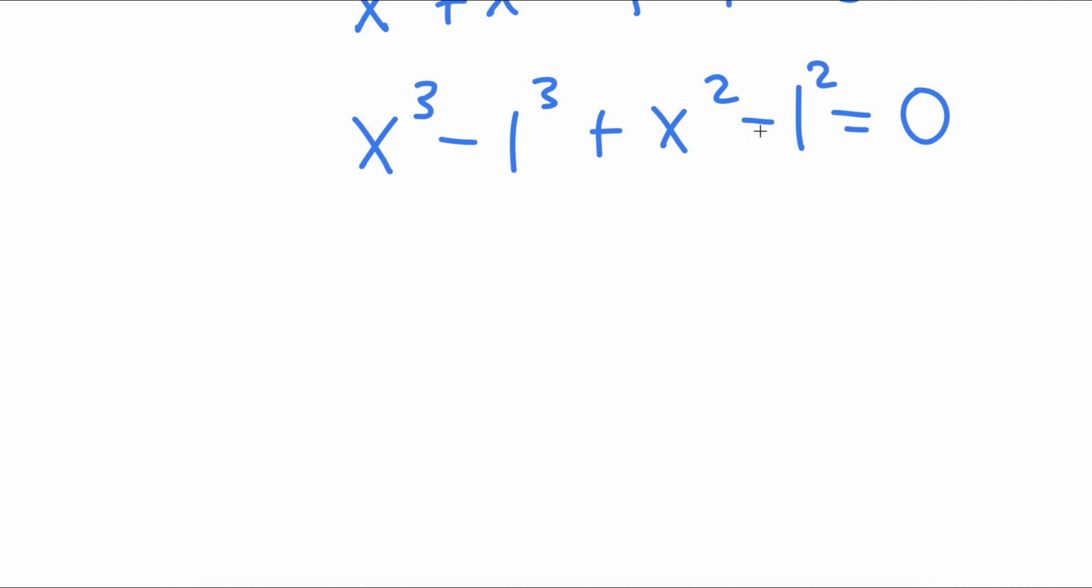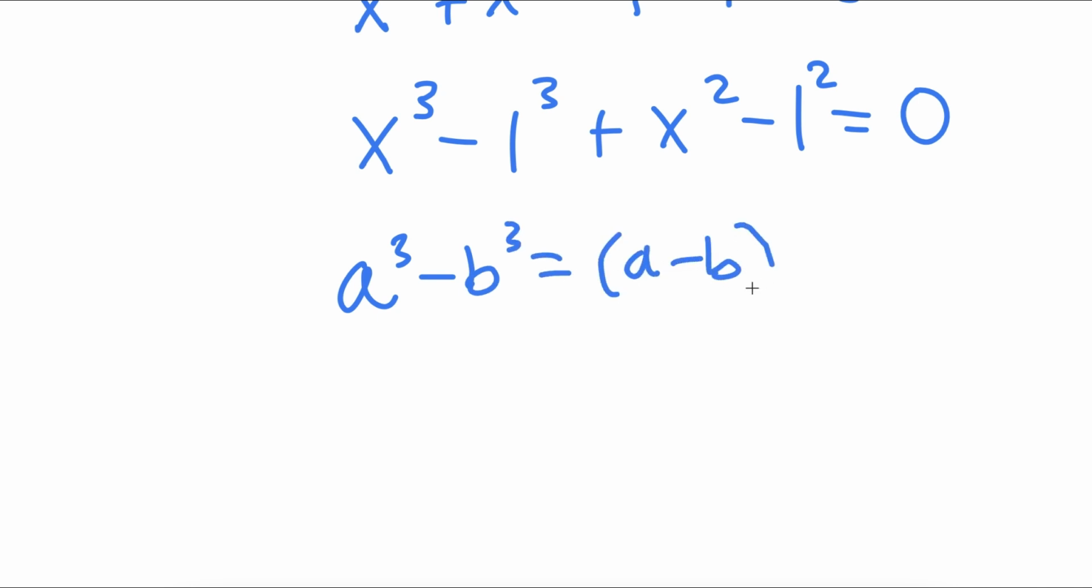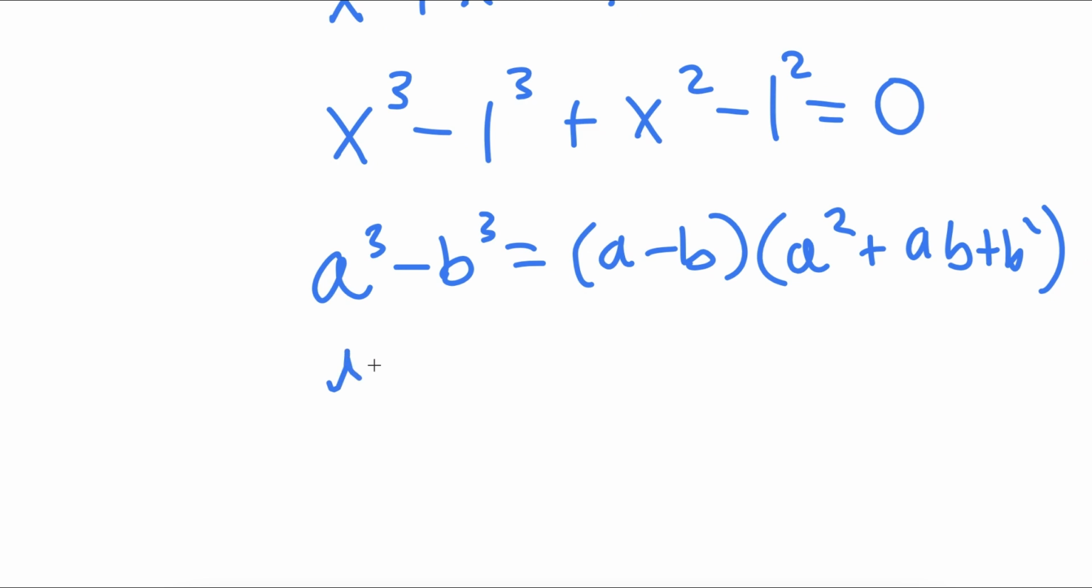And 1 is the same thing as 1 squared. And now if I have something in the form a to the power of 3 minus b to the power of 3, this is equal to a minus b times a squared plus ab plus b squared. And a squared minus b squared is equal to a plus b times a minus b.